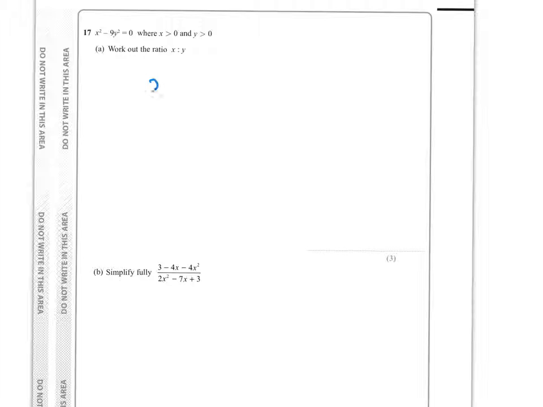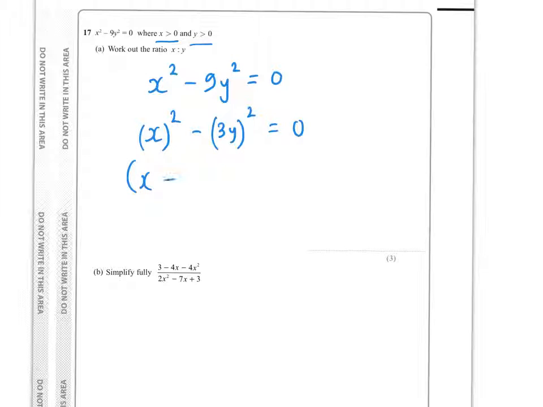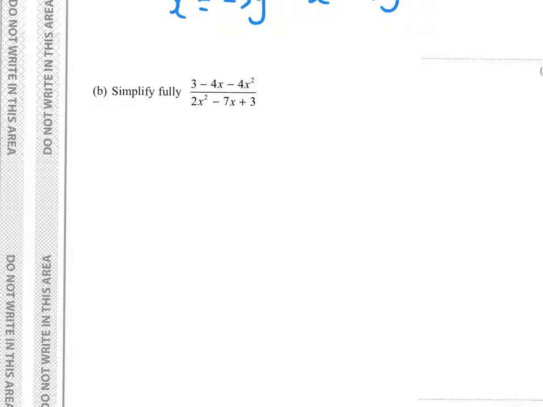Question 17. We're given x squared minus 9y squared equals 0, and we're also given that x is greater than 0 and y is greater than 0. Well, we could look at this as a difference of two squares, because it's x squared minus (3y) all squared. That's the same as (x plus 3y) times (x minus 3y). This would give us x equals minus 3y, and this would give us x equals 3y. Well, let's have a look at part B.